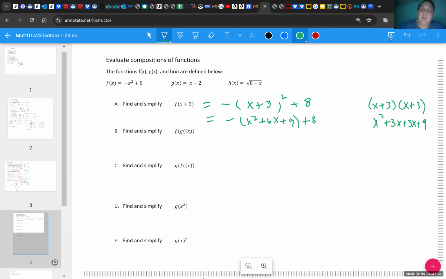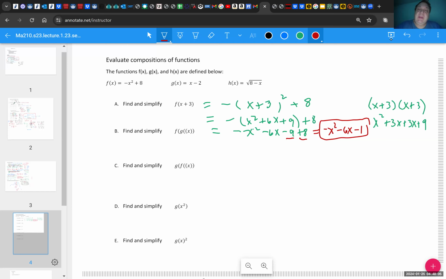And lastly, I'm going to distribute the minus sign: minus x squared minus 6x minus 9 plus 8, and then write the simplified answer as negative x squared minus 6x minus 1. The minus 1 came from combining together the two constant terms, negative 9 and positive 8. All right, so there's an example of calculating f of x plus 3.